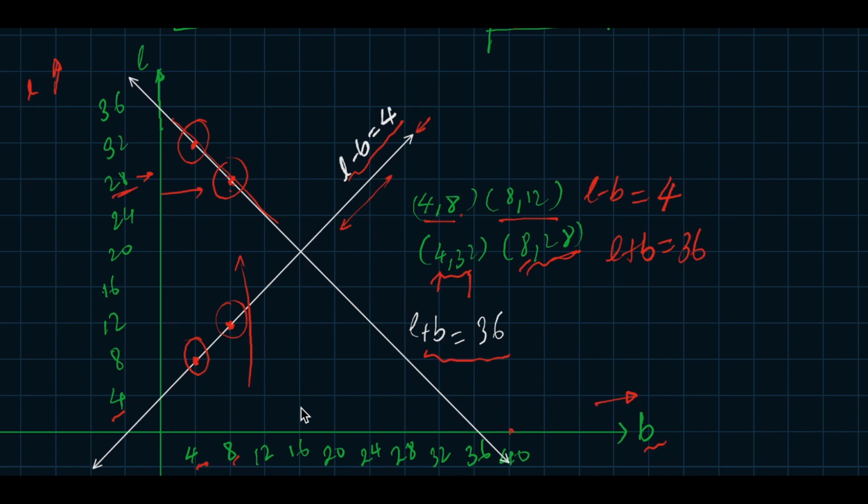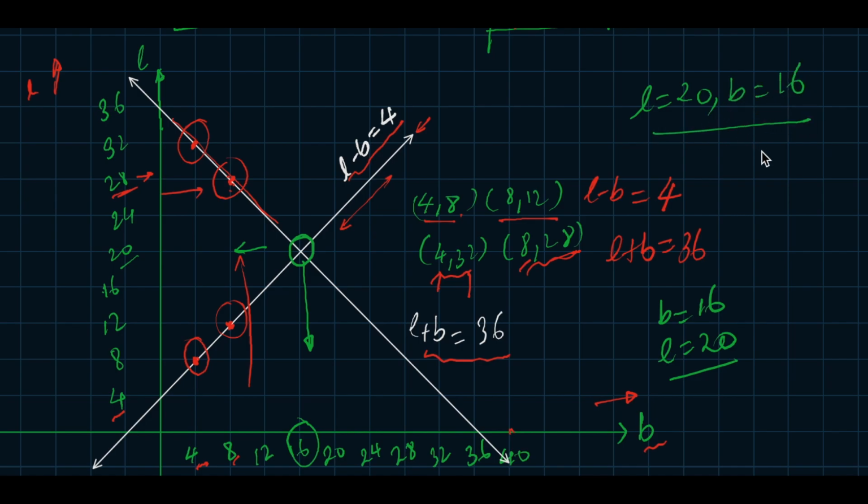Now we see that both of them intersect at this point. When you go down here, it is 16, so the B value is 16, and when you go to the left-hand side, it is 20. So L is 20. Our final answer is L equals 20 and B equals 16. So that is all in this lecture. Thank you for watching.